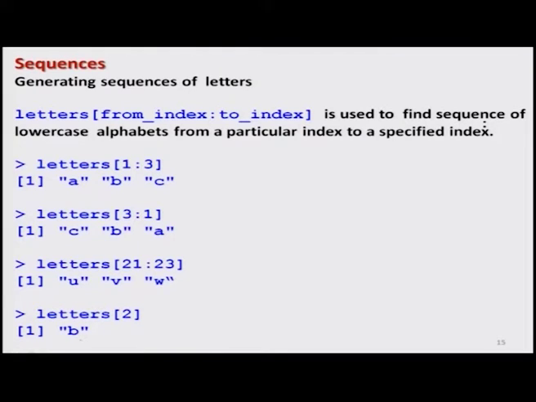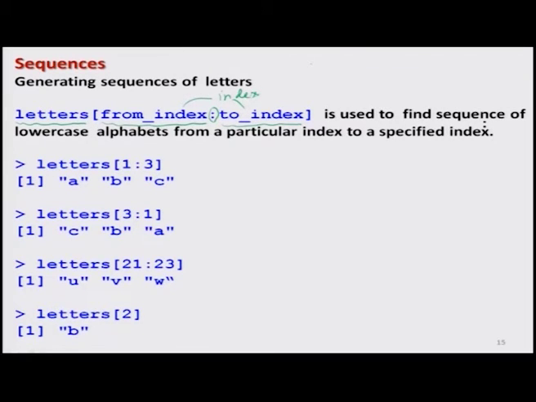Now, suppose from the sequence of alphabets, I want to extract some of the alphabets only. The command for this is that I have to write the command letters in lowercase. Then I have to give the starting value, from, and then this is separated by a colon, and then I have to give the to value, right. And what is this from and to? You have to remember one thing, that this from and to are coming from this index vector.